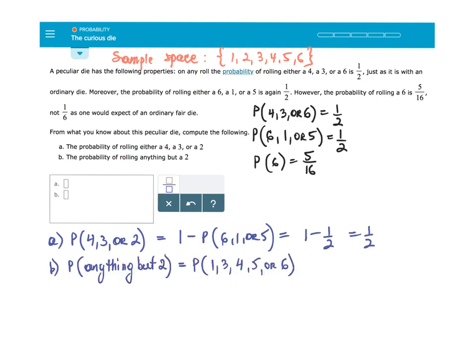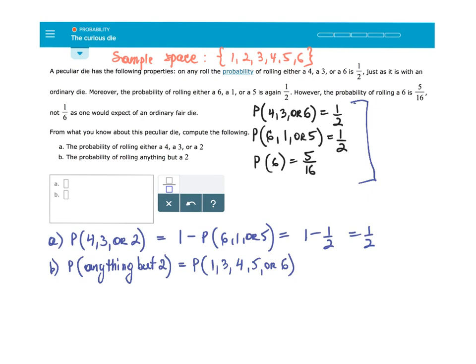In part B, we're asked to find the probability of rolling anything but 2. Rolling anything but 2 means rolling 1, 3, 4, 5, or 6, so we can easily find the probability of that instead. I said easily because we have plenty of information given to us about this particular peculiar die, and I'm going to split these 5 outcomes into 2 different groups because these are mutually exclusive events, and addition property lets us do that.